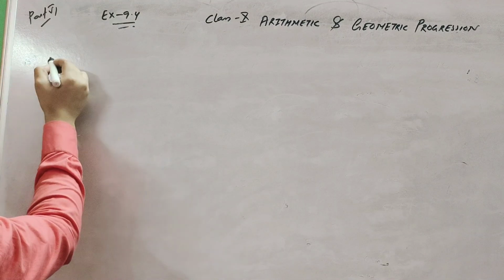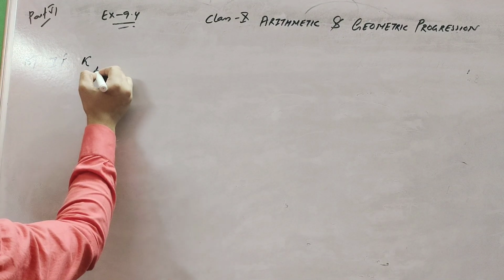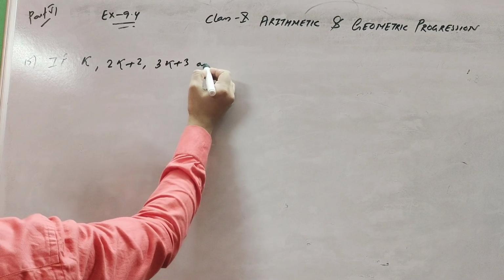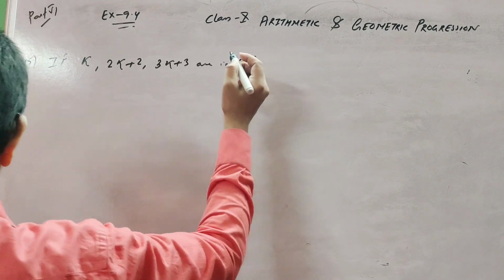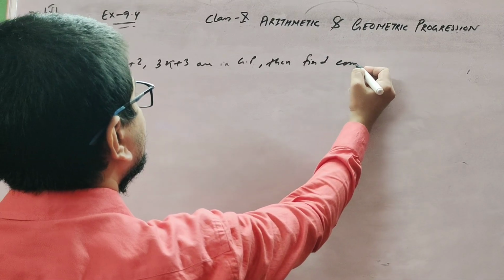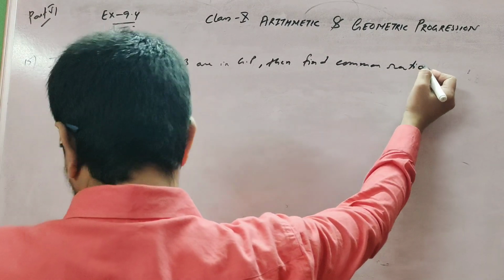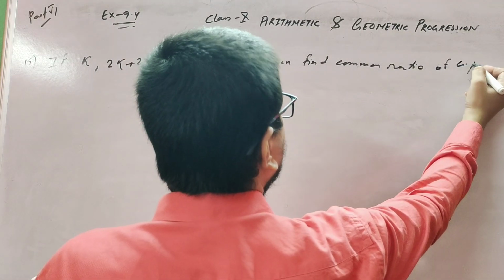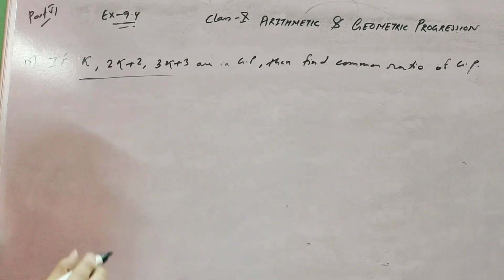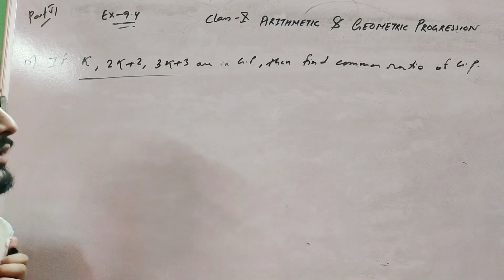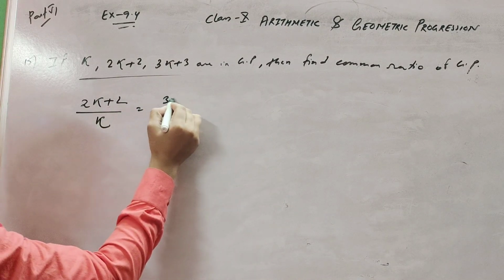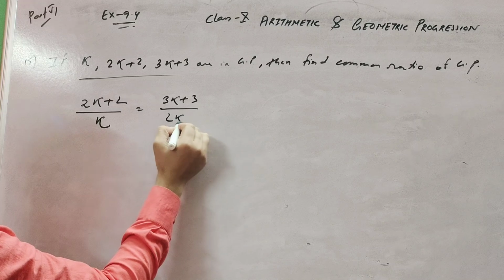Question number 15. If k, 2k plus 2 and 3k plus 3 are in GP, then find the common ratio of the GP. If these are a GP series, then find the common ratio. We know that the ratio between terms of a GP is always equal. So (2k plus 2) by k equals (3k plus 3) by (2k plus 2).